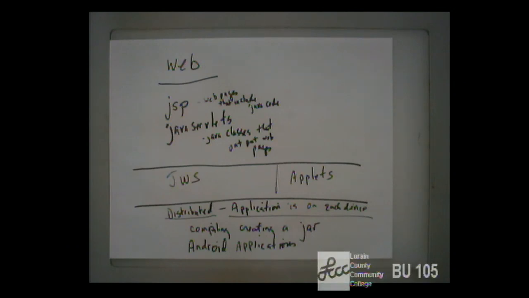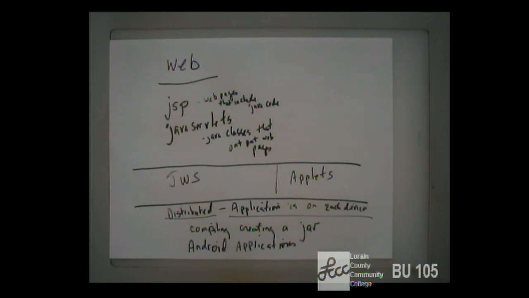Both Applets and Java Web Start, though, were a middle ground between these two because the files came from the centralized web server, but the code is actually run on your machine, which is different than a Java web application where the code lives and runs on the server. Okay?